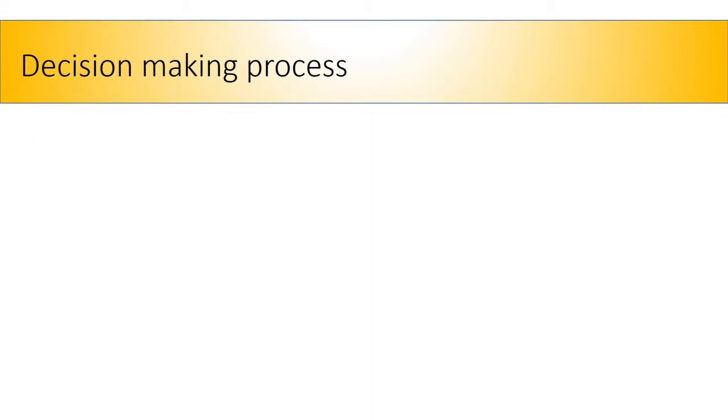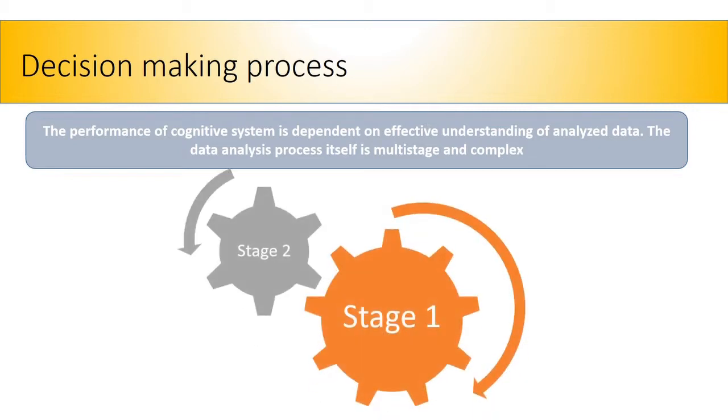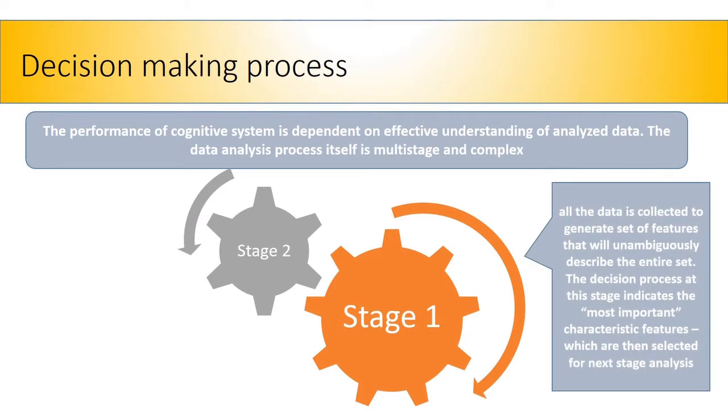Now we look into the mechanics of the decision-making process, and it should be noted that the performance of cognitive system is dependent on effective understanding of analyzed data. And the data analysis process itself is multi-stage and complex. In stage 1, all the data is collected to generate set of features that will unambiguously describe the entire set. The decision-making process at this stage indicates the most important characteristic features, which are then selected for the next stage analysis.